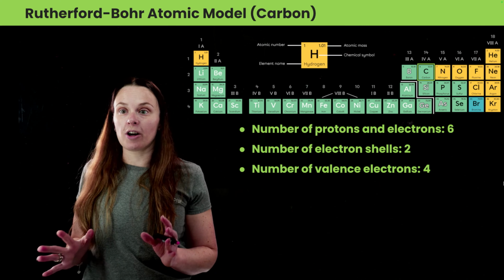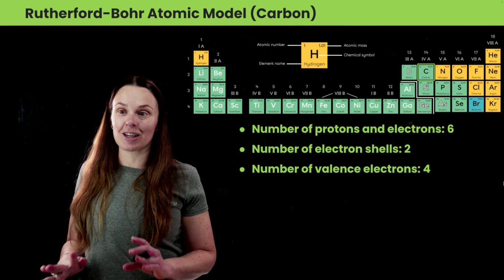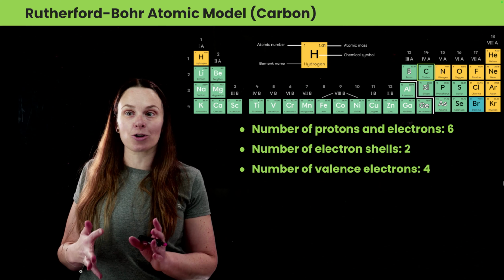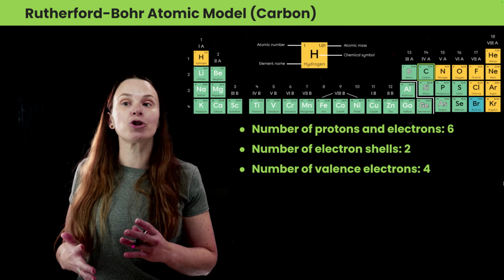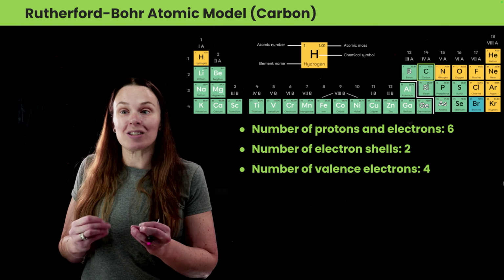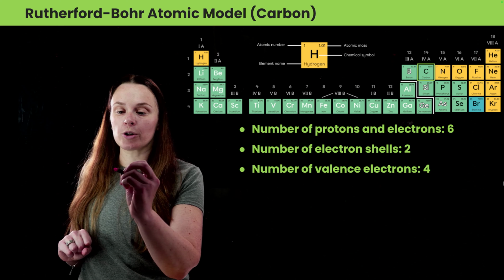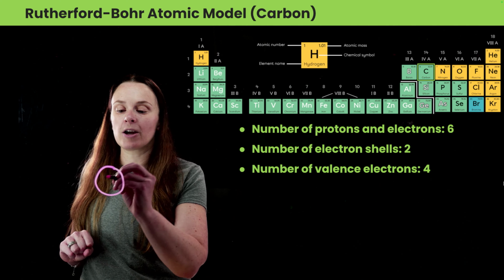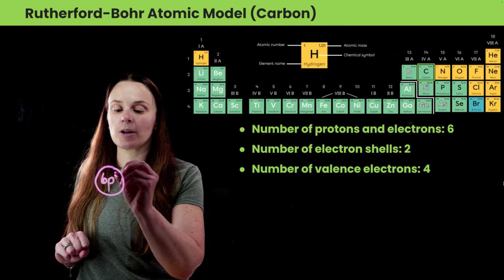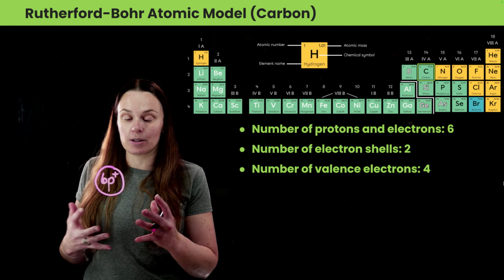Okay, so we're going to start off with the number of protons in the nucleus. Now remember, protons and electrons correspond. So when we're doing our Rutherford-Bohr model, 6 is important. We're going to draw our nucleus first, and there are 6 protons. Protons have a positive charge, and that is our nucleus, 6 protons.